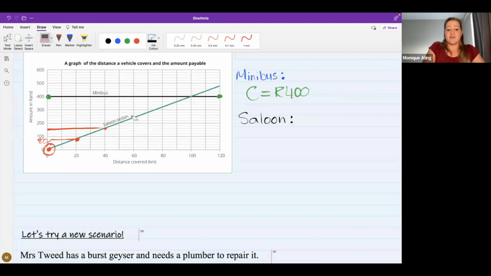So to work out the general formula, normally you need to know what it costs per kilometer, because if I know what it is for 1 kilometer, I can work out what it is for any amount of kilometers. So it's always good to know what the price is of one thing. So whatever we're looking at, in this instance, we're looking at kilometers.